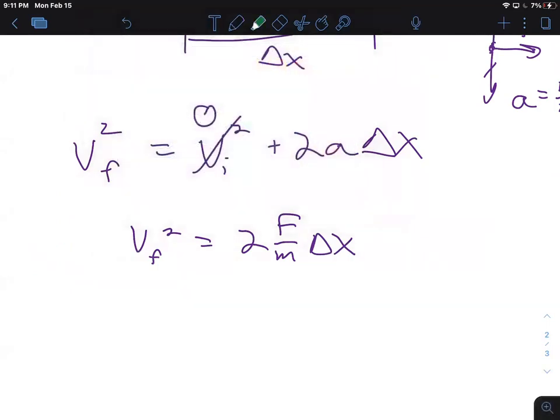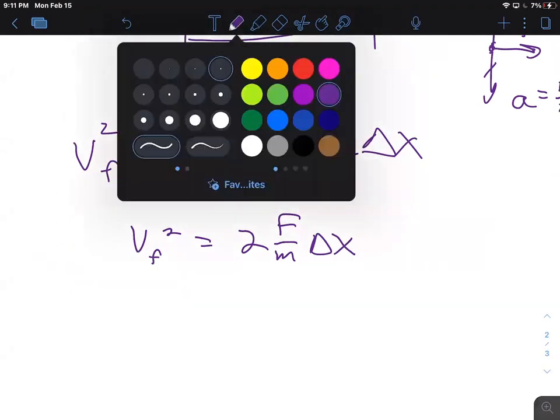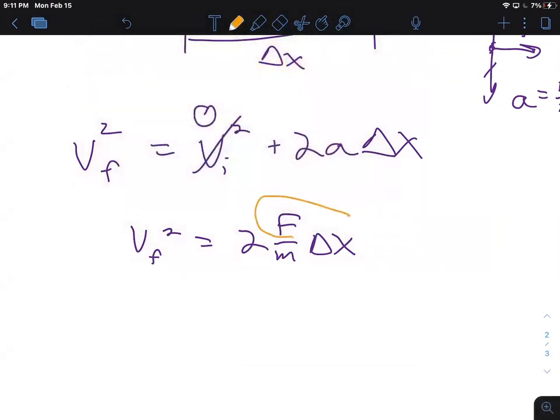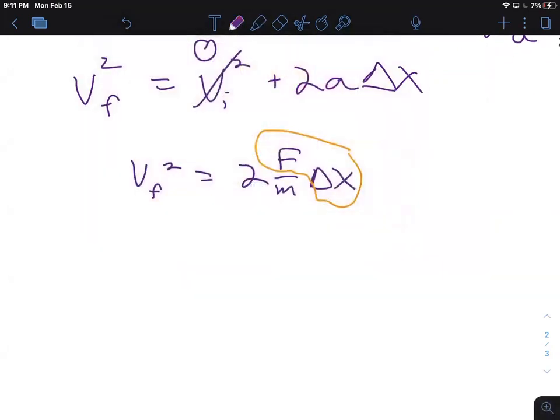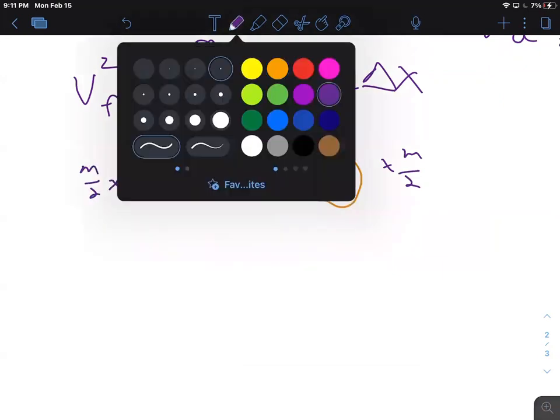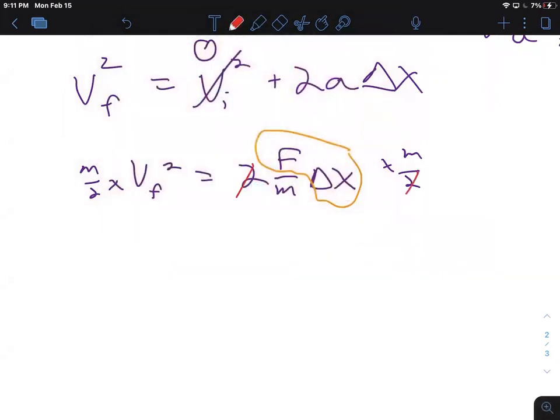And I might notice, looking at this, that right here, F times delta x, well, that's work. So let's get that by itself. I want to get rid of this 2 and this m. So I'm going to multiply each side by m over 2. That's going to cancel this 2 with this 2 on the bottom, this m with this m on the top.